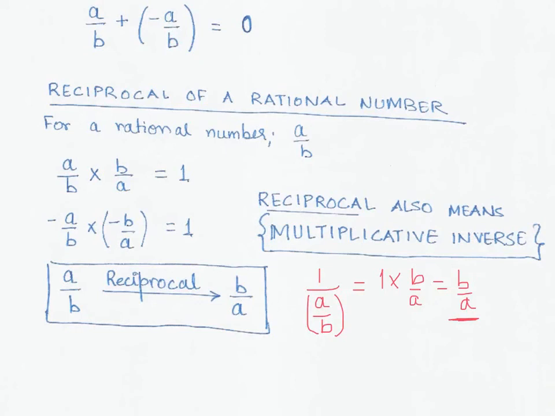Okay, now the other thing to keep in mind is what will be the reciprocal of a negative number. When you have minus of a by b, the reciprocal of that will be minus of b by a. Remember to have the minus sign, and when we multiply both of these, we get 1. So those were the ideas about the negative of a rational number and the reciprocal of a rational number.